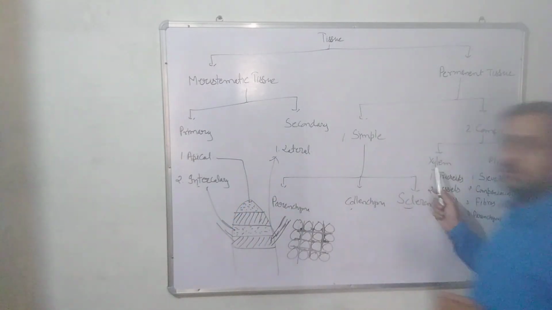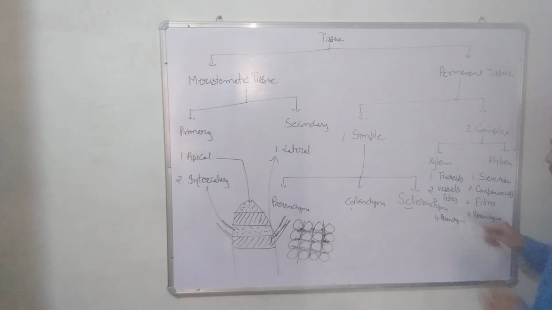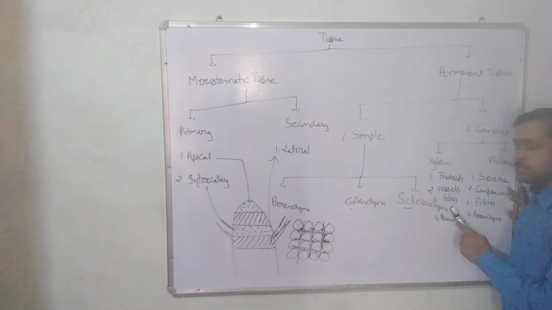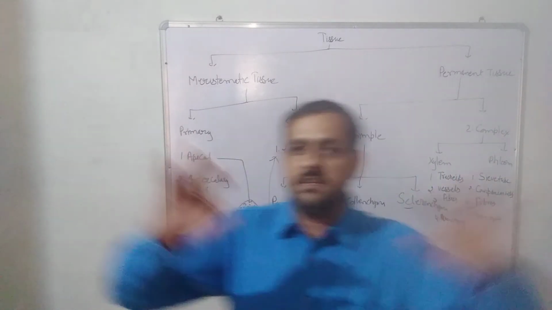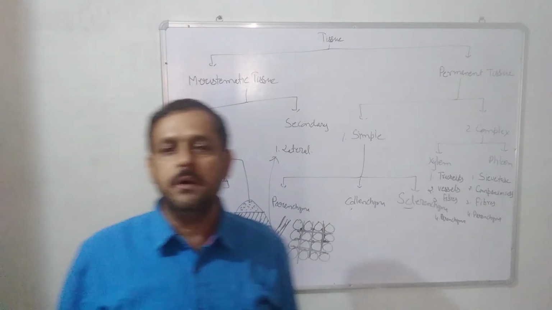For xylem, you have to remember tracheids, vessels, fiber and parenchyma. The fiber present in xylem is called xylem fiber, and the parenchyma present in xylem is called xylem parenchyma, because both these cells are present in xylem and in phloem. Whenever they are present in phloem, they are called phloem fiber and phloem parenchyma. And phloem has two other cells also, sieve tube and companion cell. So this is an outline diagram of types of tissues.